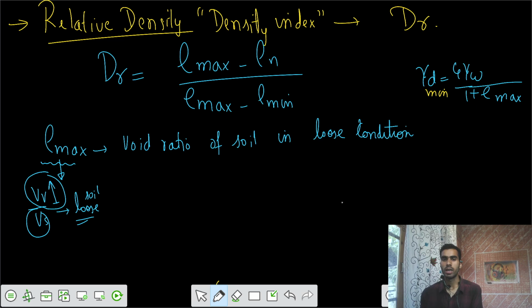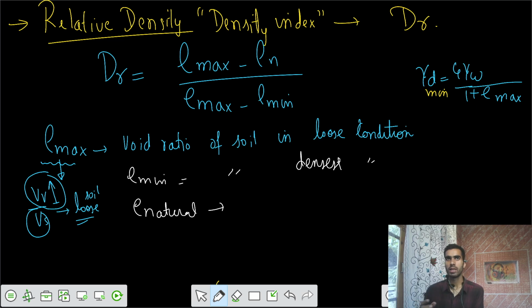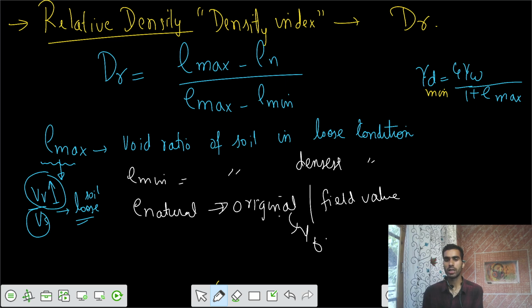So this is the loose condition, and similarly e minimum is the void ratio of the soil in the densest condition. And e natural is the void ratio in the natural condition. That is, you are going to perform some test on a particular soil present in the field, so you can get the actual, original field value of the void ratio. At that point you have gamma field, corresponding to the natural condition, gamma natural.